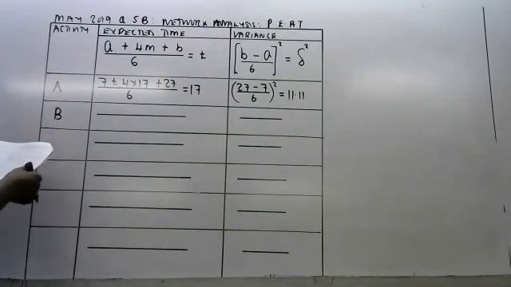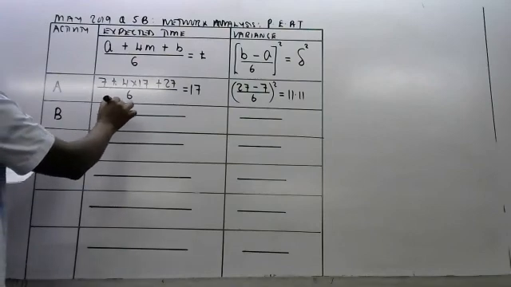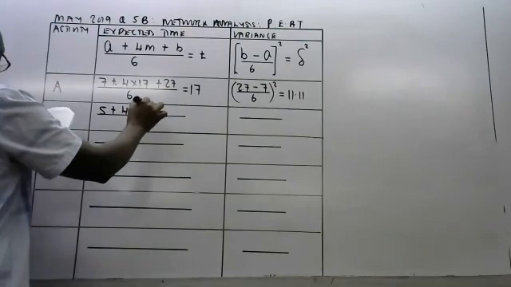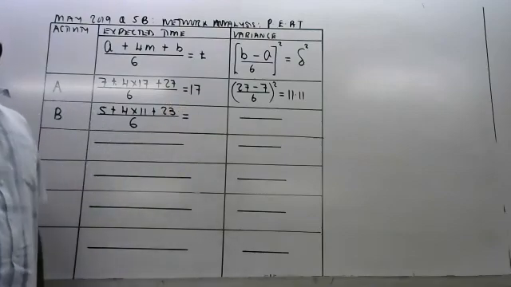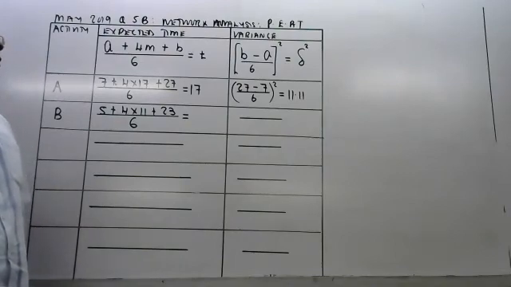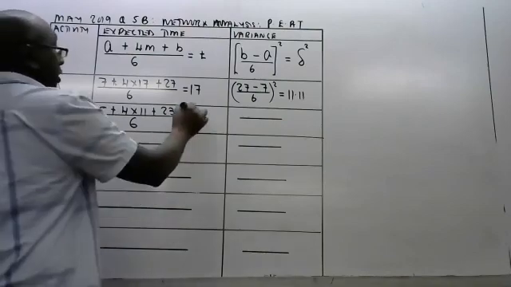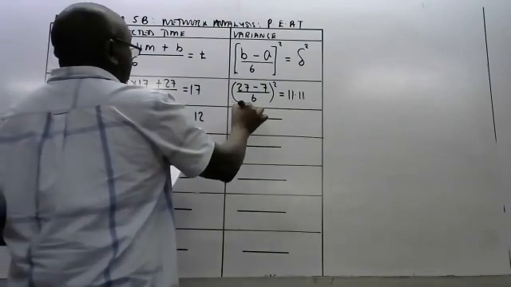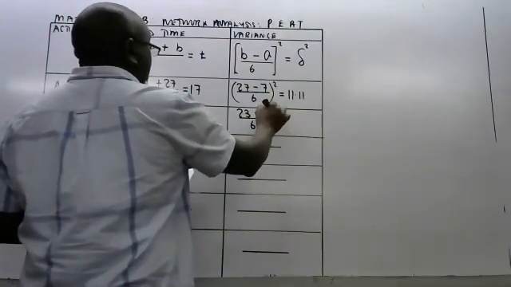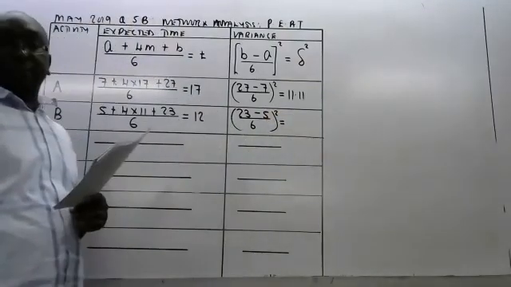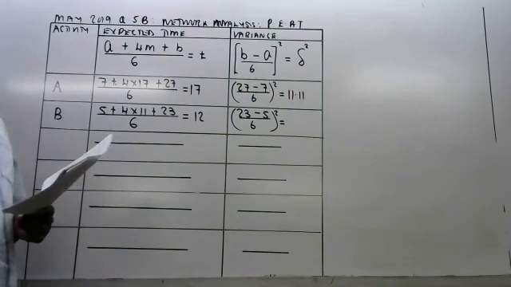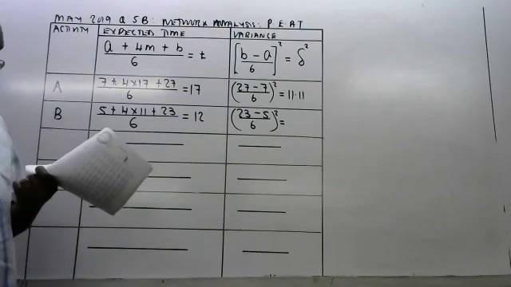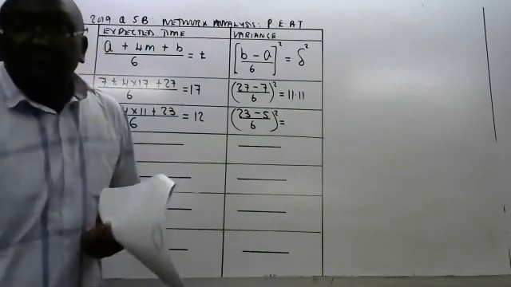We go to B. B is 5 plus 4 times 11 plus 23. You divide by 6. Good. Then on this side, it will be 23 minus 5, you divide by 6, and you square this. That is 9.